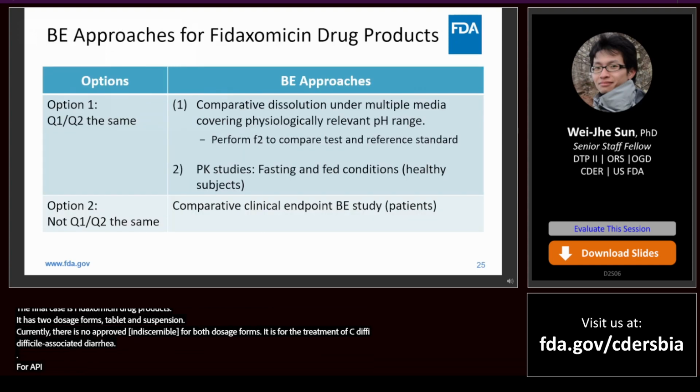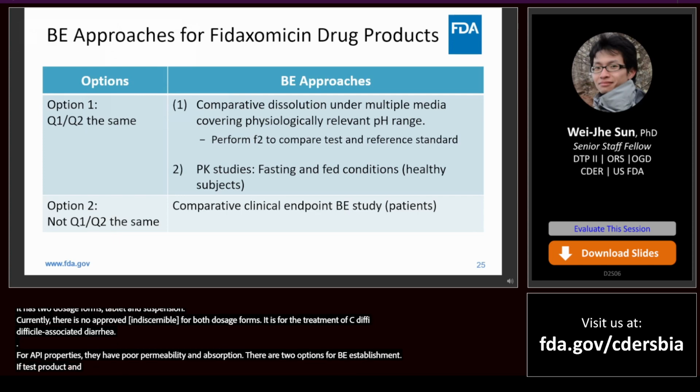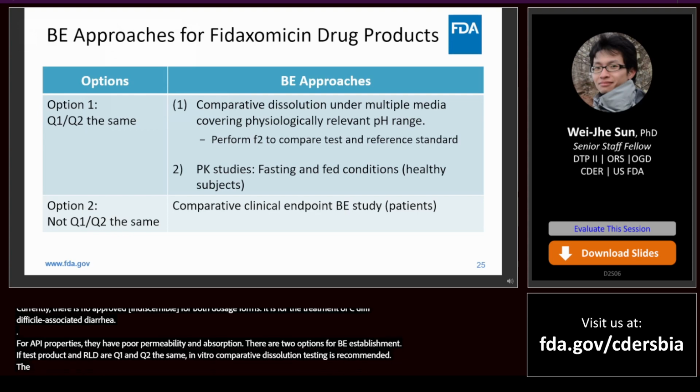For API properties, the permeability and the absorption are poor, but a small amount of API can still be absorbed into the body. A little similar to vancomycin hydrochloride capsule, there are two options for BE establishment. If test product and the RLD are Q1 and Q2 the same, in vitro comparative dissolution testing is recommended to evaluate dissolution similarity between the test and the reference. The difference from the vancomycin hydrochloride capsule is that for fidaxomicin, PK studies, including fasting and fed studies, are recommended.